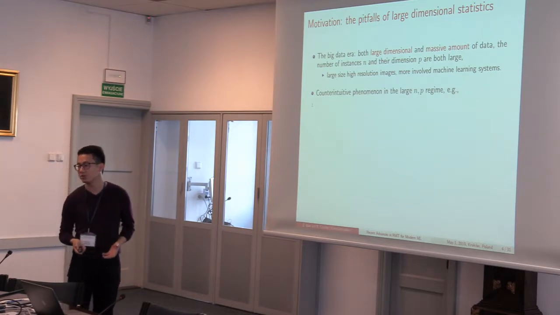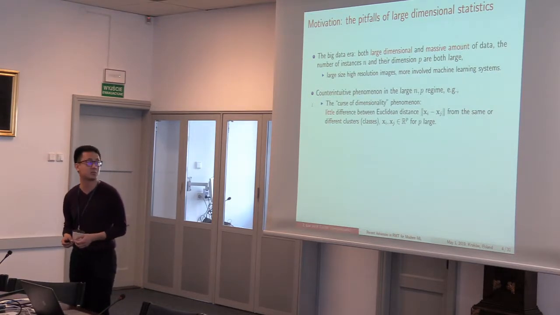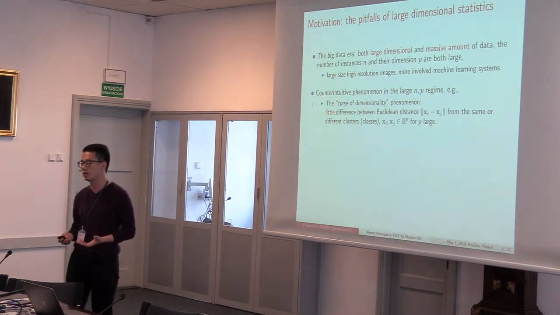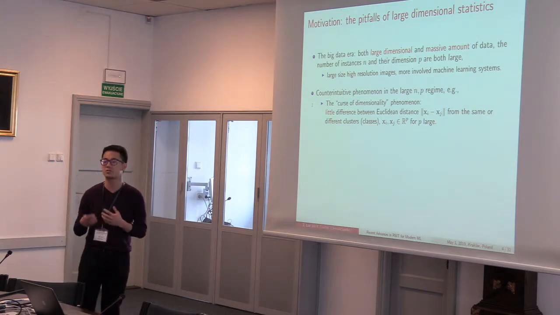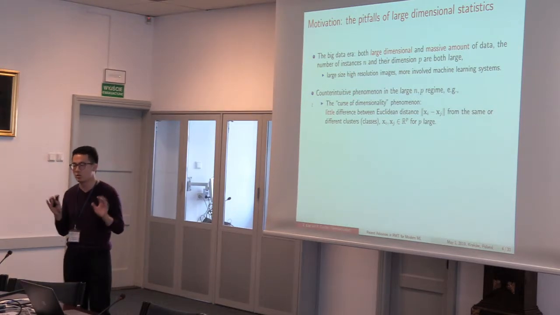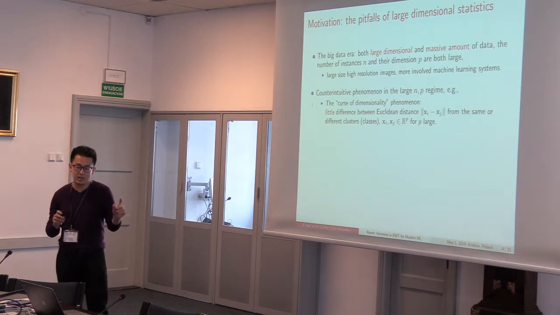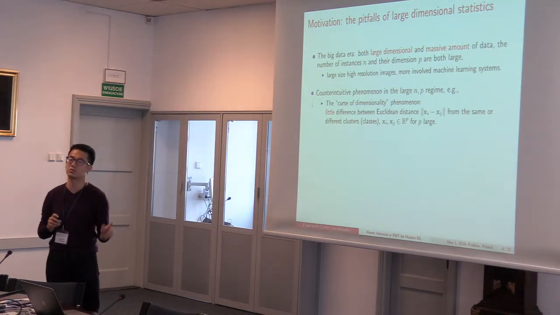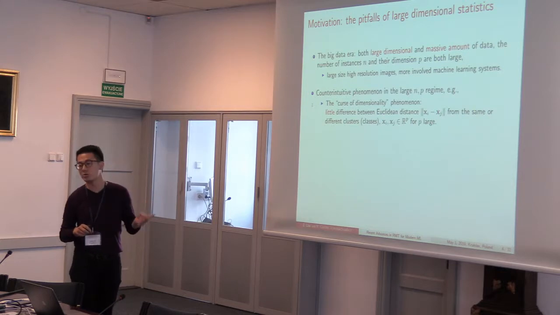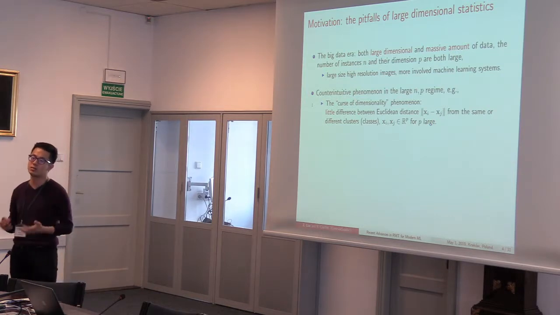In this large n, p regime, we have very counterintuitive phenomena. For example, we have the so-called curse of dimensionality. This is a very basic observation from the machine learning community. They observe that for large dimensional data, the Euclidean distance between two data points becomes uninformative: if you have two observations from the same distribution, or two observations from different distributions, this Euclidean distance is almost the same. It's very different from our three-dimensional daily life observations.